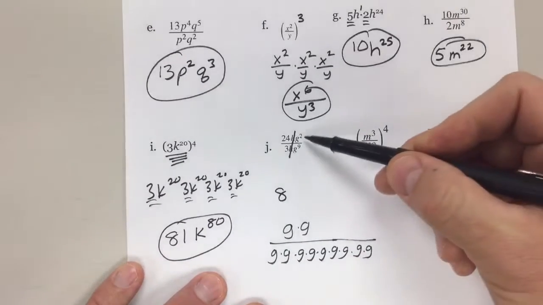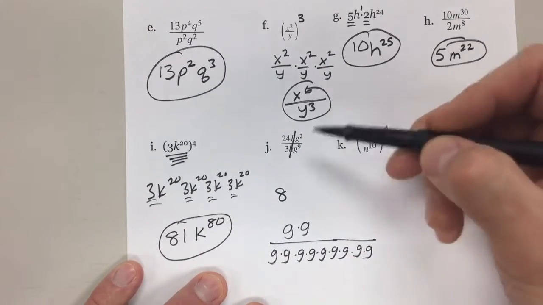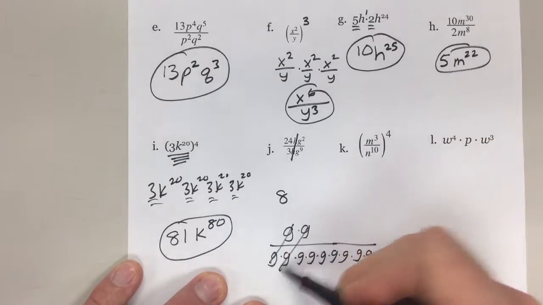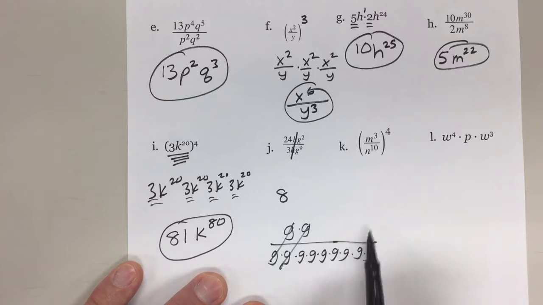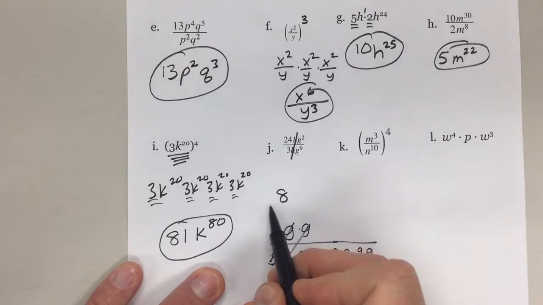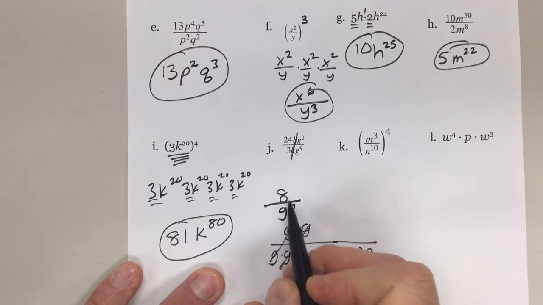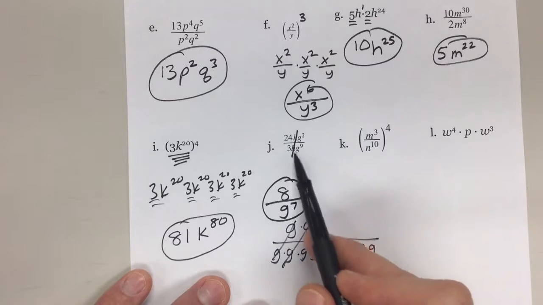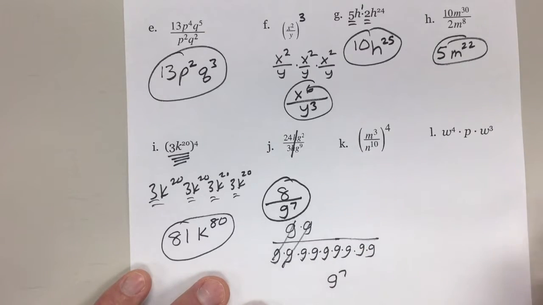Because g squared is on top, that's 2 on the top. G to the 9th's on the bottom, I have 9 g's. So these two cancel out. So I have no g's left on the top of this, but I have 1, 2, 3, 4, 5, 6, 7 on the bottom. So under this 8, I have g to the 7th. All my leftover g's after I cancel will be on the bottom.